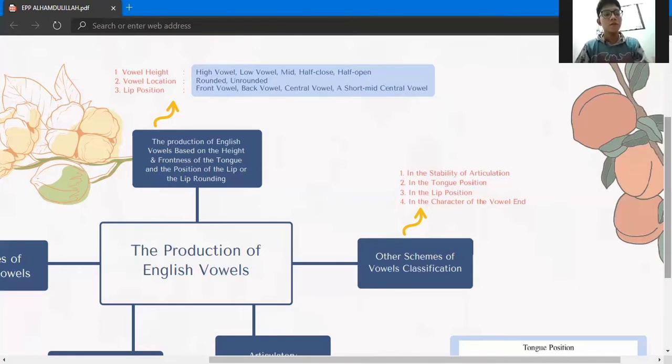Number two, tongue position. The tongue may move forward and backward, up and down, thus changing the quality of the whole sound. When the tongue moves forward and backward, first part of it may be raised in the direction of the palate. When the tongue is in the front part of the mouth and the front part of it is raised to the hard palate, a front vowel is pronounced.